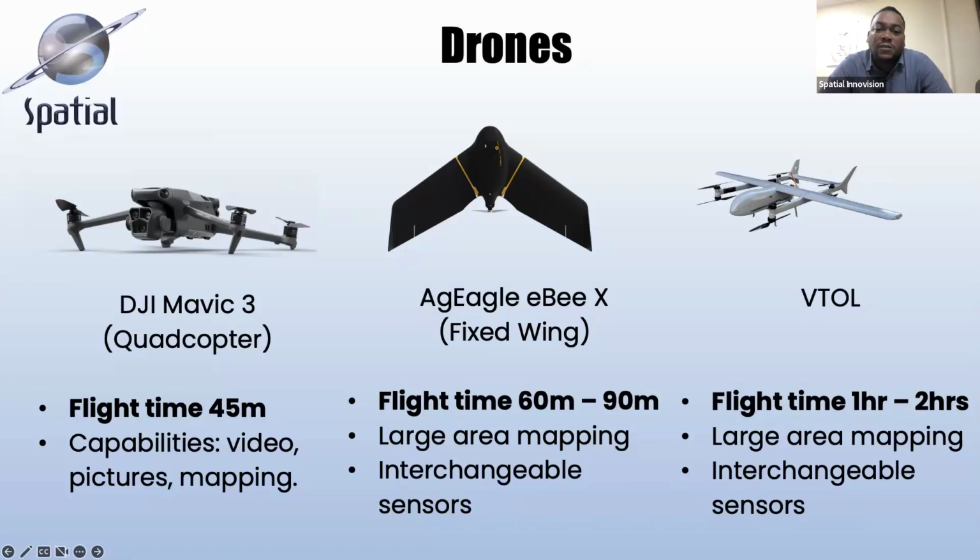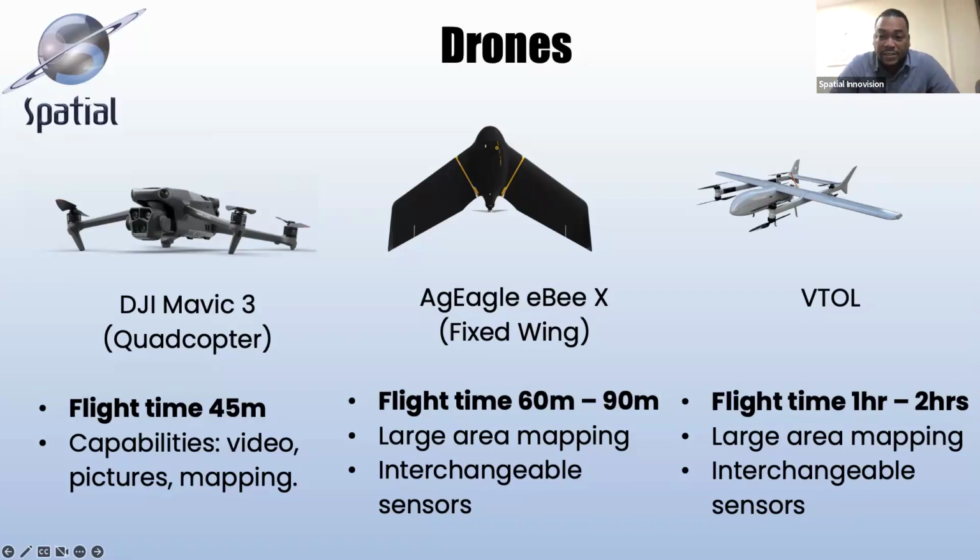The quadcopter, such as the DJI Mavic 3, will give flight times of 45 minutes. The Mavic 3 has the capability of videoing and taking photos while using the DJI Pilot app. The photos can then be used to create an orthomosaic topographic map, which shows the terrain, which can then be used for analysis and data modeling.